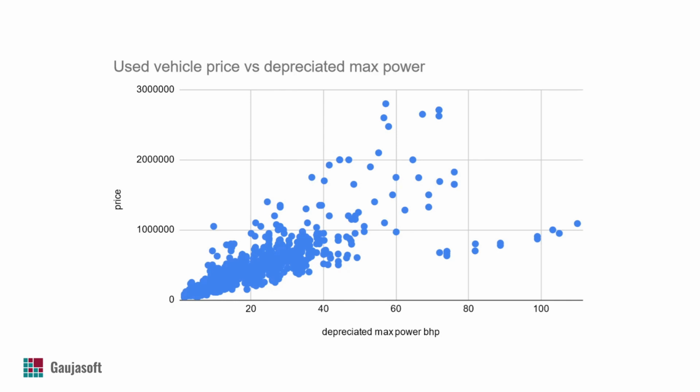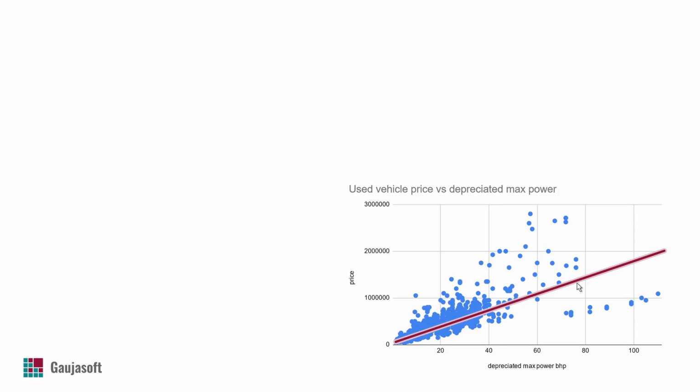It's not hard to model the dependency of price on power by drawing a straight line like this. The formula for this line would also be a simple multiplication of the engine's power by a coefficient plus an additional constant, usually called bias or intercept. This method of modeling is called linear regression.